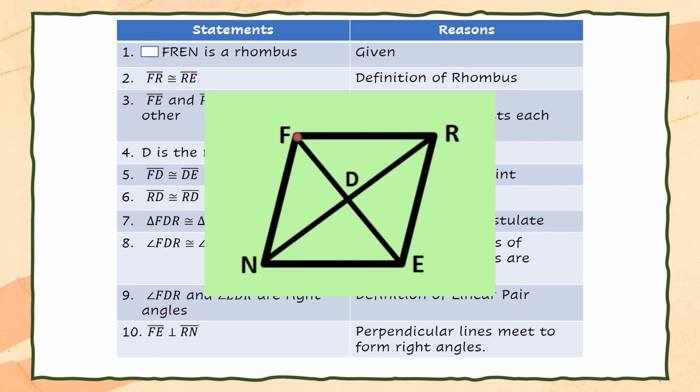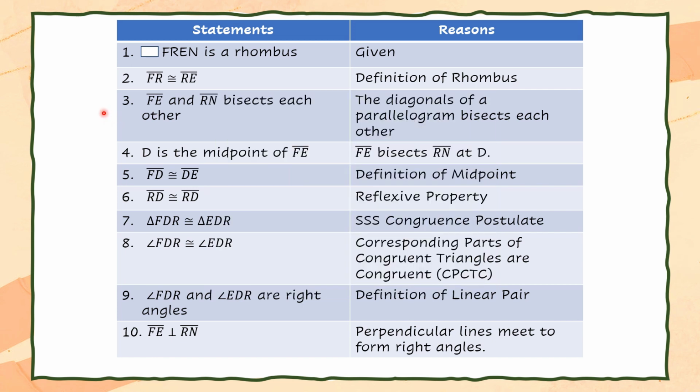So here is our illustration, and as you can see, FR and RE, they are both sides of the rhombus. And since by definition the rhombus has 4 congruent sides, therefore, FR and RE are congruent. Next, number 3, segment FE and segment RN bisect each other. So, segment FE and segment RN, they are the diagonals of the rhombus.